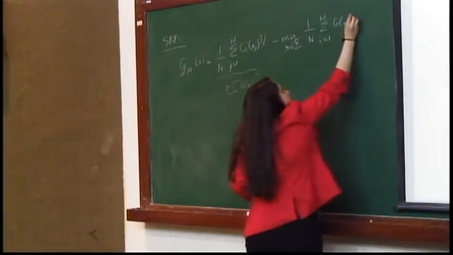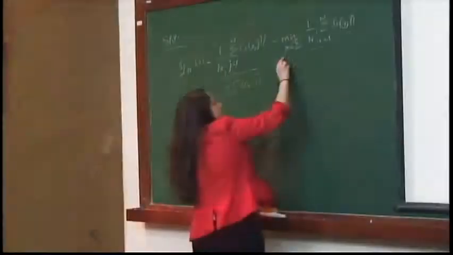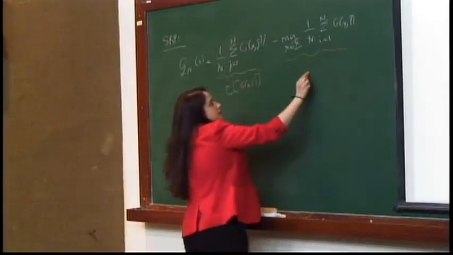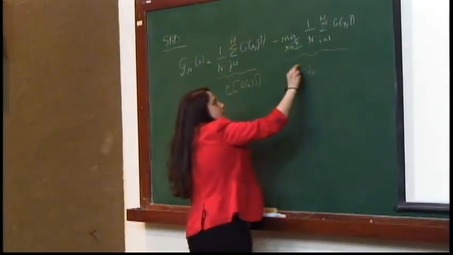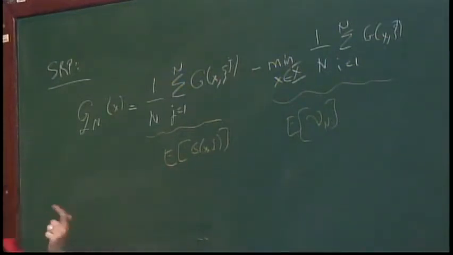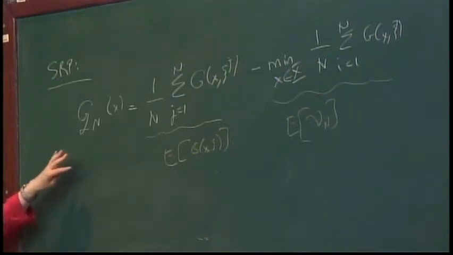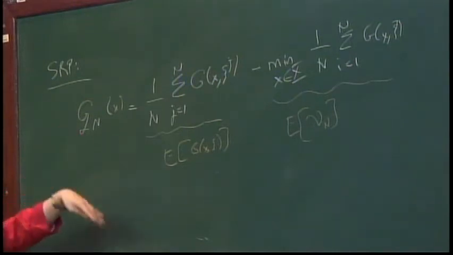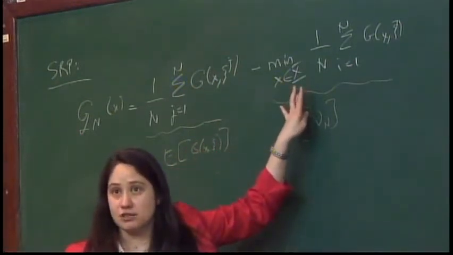Okay. And this is what we call nu n. On average, it's going to be less than the true optimal value. Now, as I said, I don't know in general what this distribution is going to be because of this minimization.